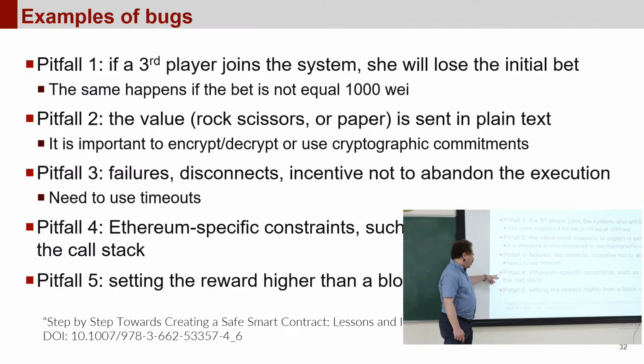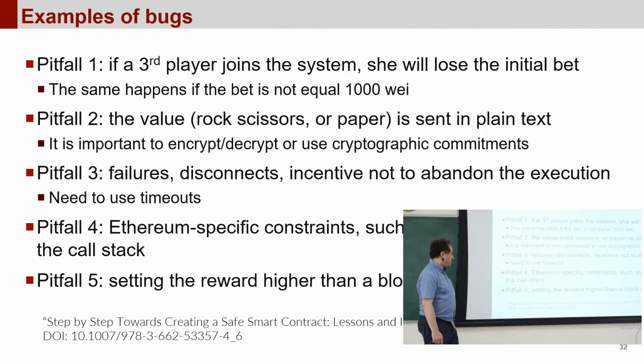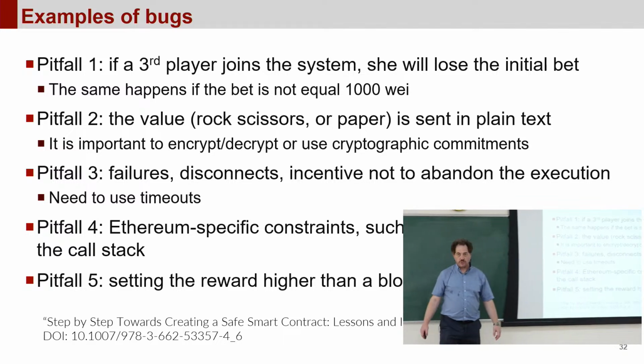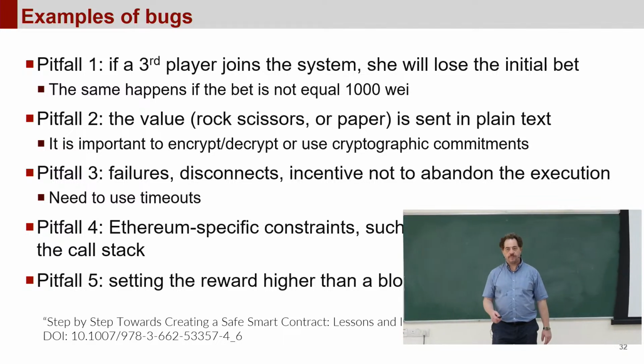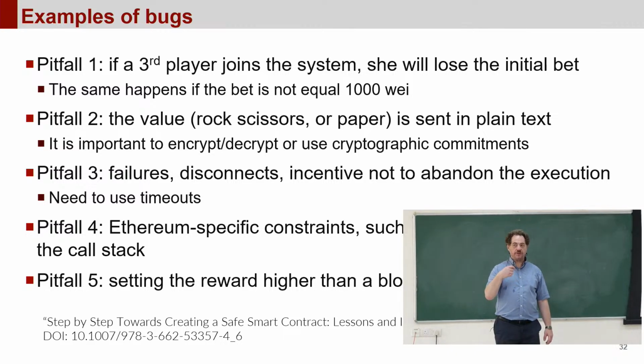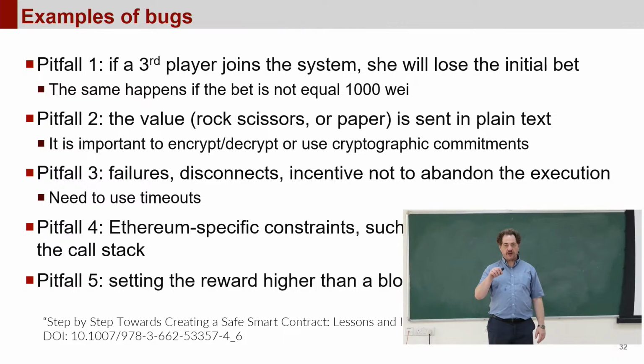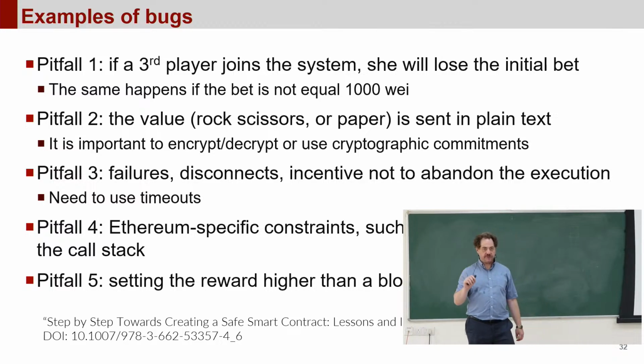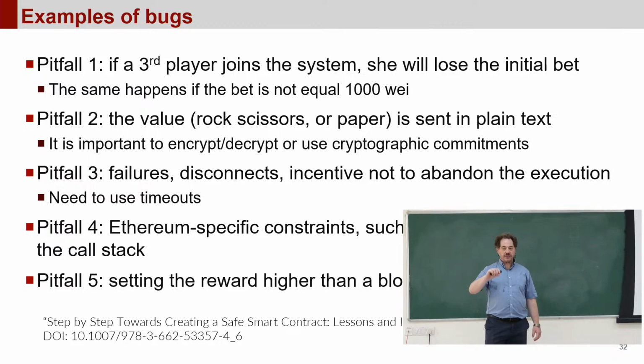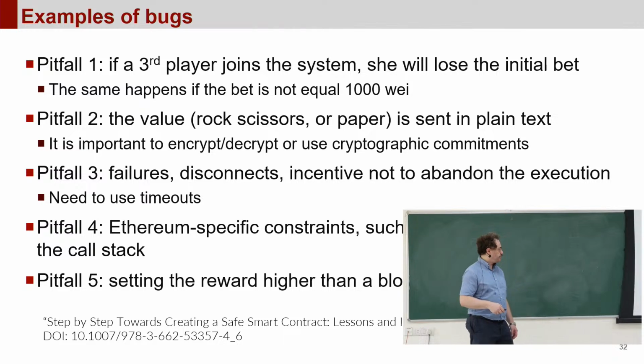So pitfall number 4: there are Ethereum-specific constraints, such as the limit on the size of the call stack. If the call stack becomes too long, the execution would abort. And it turns out that can also be exploited, especially if the attacker can control the size of the stack. You abort execution at the right moment, and by doing that, you can avoid paying, for example. You won't transfer the funds.